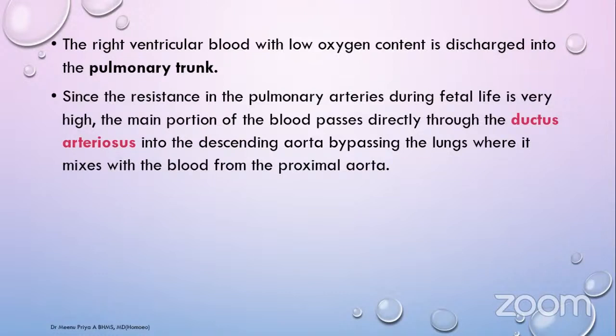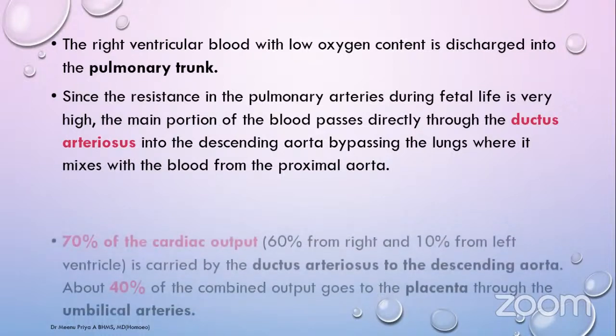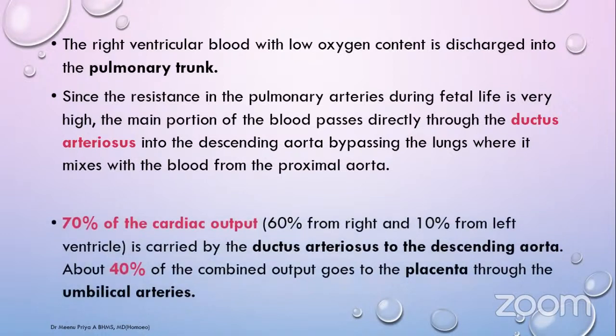So three things you have to remember: ductus arteriosus, ductus venosus, and foramen ovale. These are the three things you have to remember in fetal circulation. The ductus arteriosus carries blood into the descending aorta, bypassing the lungs, where it mixes with the blood from the proximal aorta. So 70% of cardiac output goes by the ductus arteriosus to the descending aorta, and 40% of combined output goes to the placenta through the umbilical arteries.